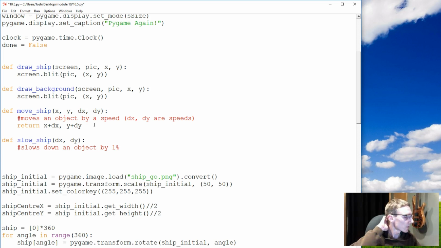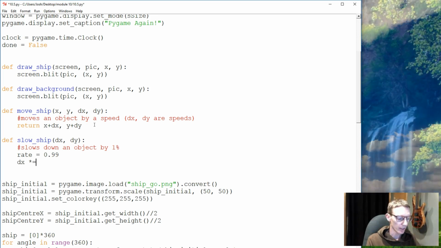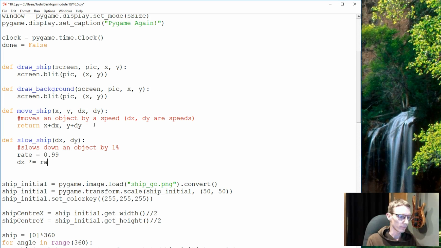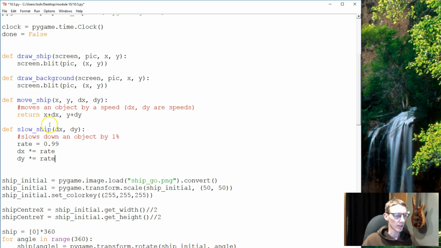Now let's say we want to slow down our object by 1%. How would we do that? Well, we can just set our rate to 0.99. And then we can say our dx is itself times the rate, and our dy is also times the rate. In other words, every time we call this function, our x speed will be 99% of what it just was. So it will slow down over time.